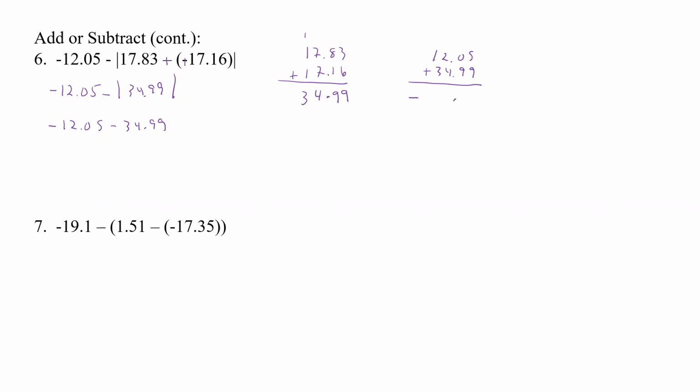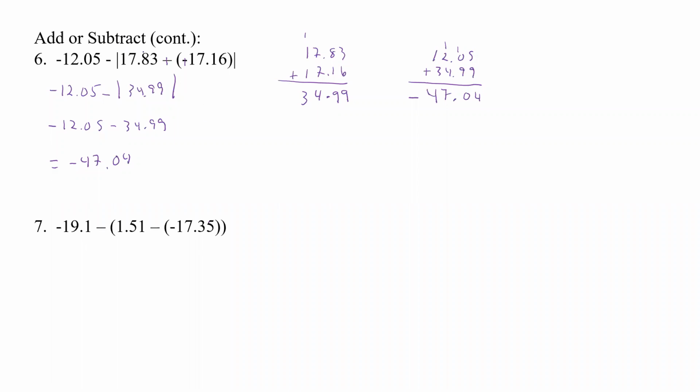So if we put our decimal there, 5 plus 9, that's going to give us 14. 9 plus 1 is 10. 4, 5, 6, 7, 3, 4. And so our answer then is going to be negative 47.04.